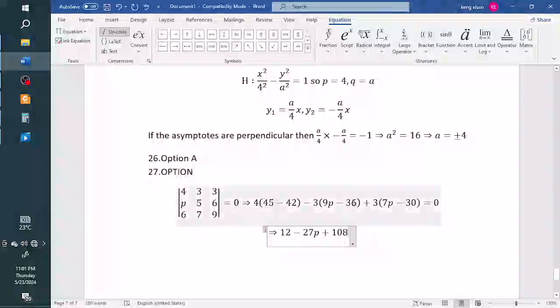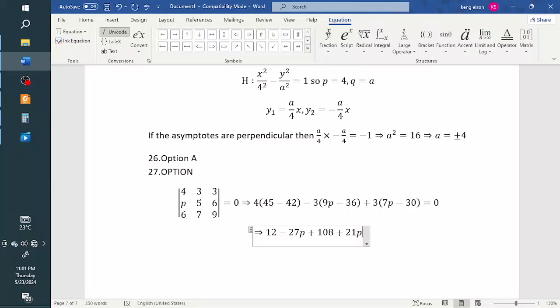Perfect. Now 3 times 7, 21p. 3 times negative 30, negative 90, equals 0. 12 plus 108 is 120. So I'm just going to remove this one. 120 minus 90 is 30. If I'm turning to the right hand side, it becomes negative 30.